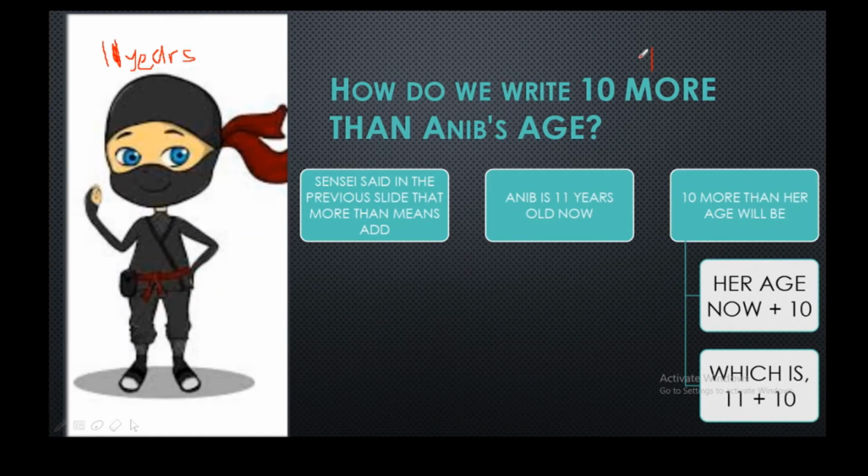And Anib is 11 years old now, as we said. So 10 more than Anib's age will be Anib's age now plus 10. And how old is Anib now? 11. So 11 plus 10 will give us Anib's age in 10 years, or 10 more than Anib's age.